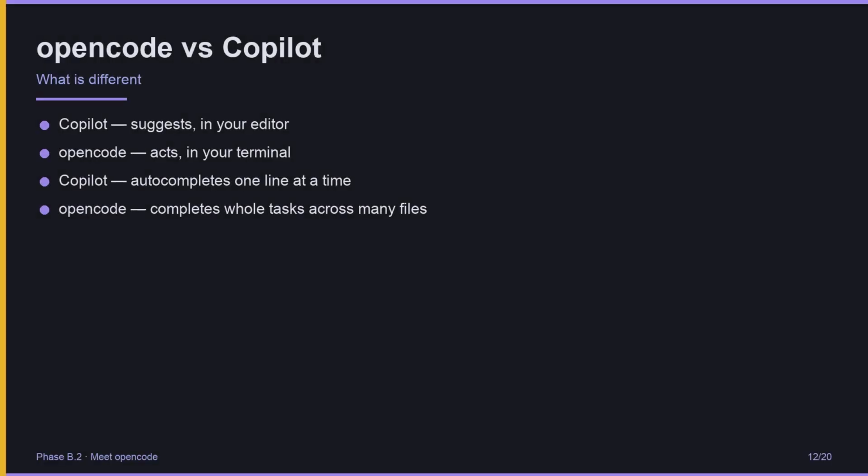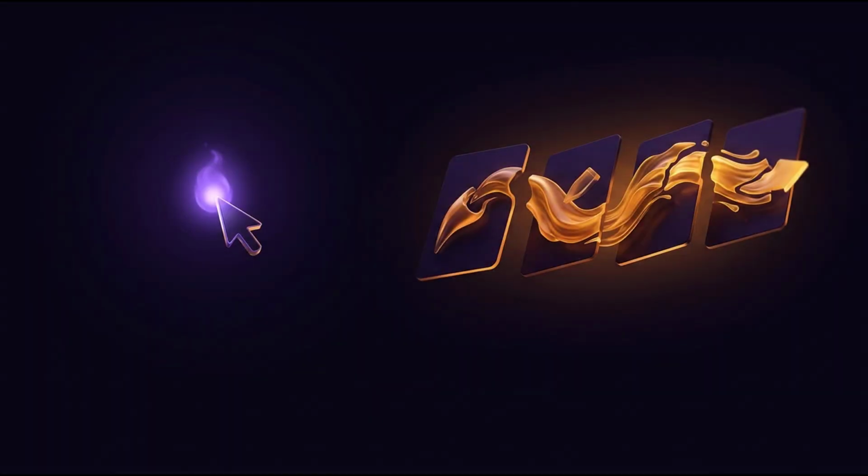Now compare OpenCode to GitHub Copilot. Copilot suggests, inside your editor. OpenCode acts, in your terminal. Copilot autocompletes one line or one function at a time. OpenCode completes whole tasks, across many files, with many steps, while you watch or while you do something else. Copilot is an assistant. OpenCode is an agent. We covered that distinction last lesson. Assistant versus agent. Copilot suggests, OpenCode acts.